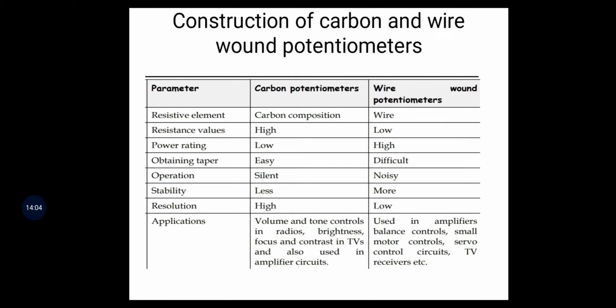Operation. Carbon potentiometers are very smoothly operated. Wire wound potentiometers are very noisy when operated. When a wire wound potentiometer is operated, it produces noise.